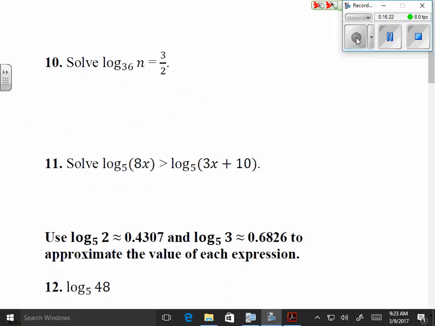It's in logarithmic form. So if we change it to exponential form, then 36 to the 3/2 is equal to n. Now you can actually put that in the calculator. Just make sure you put the exponent in parentheses. But it could be simplified by hand too, because this would translate in radical form to the square root of 36 to the 3rd.